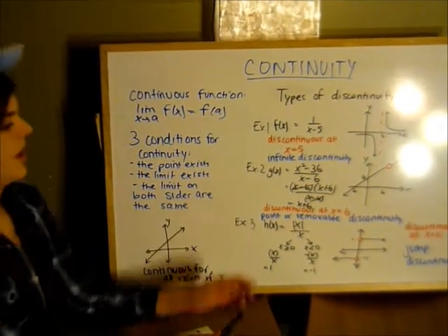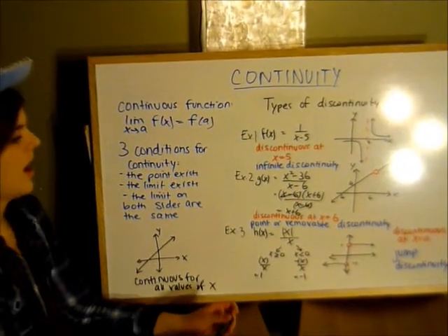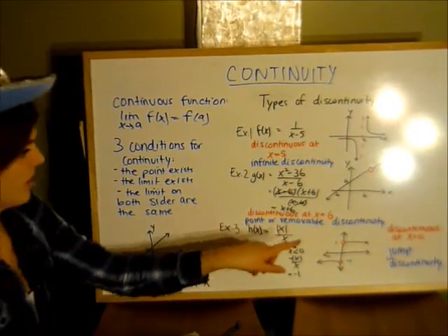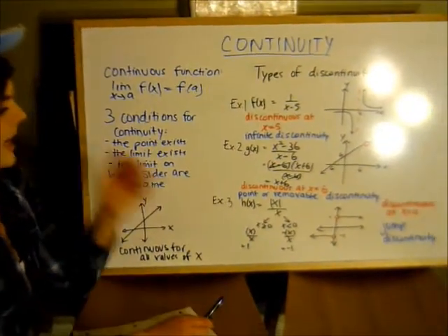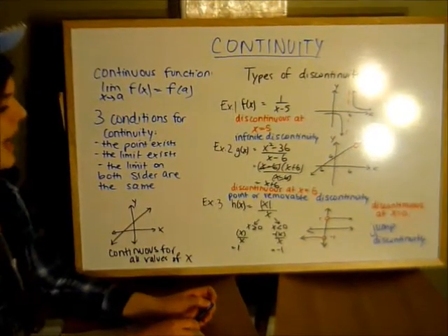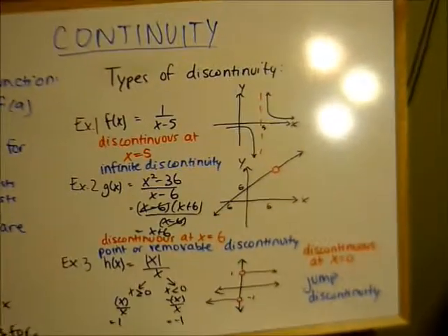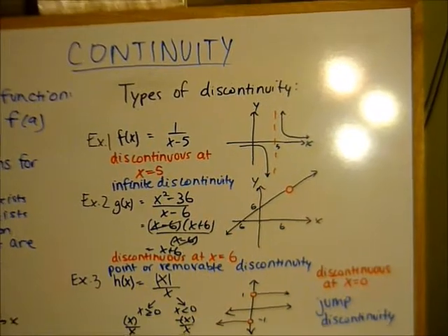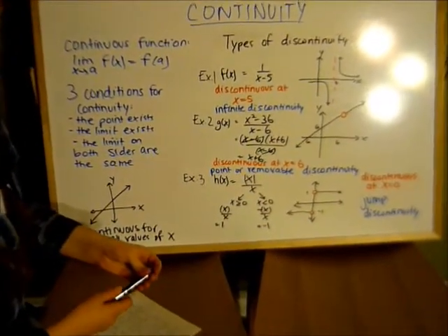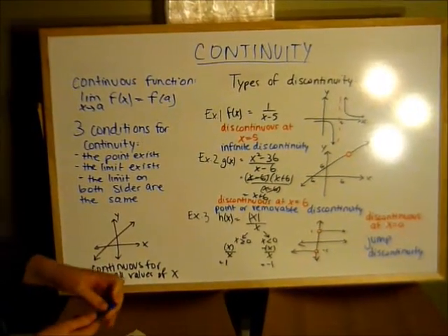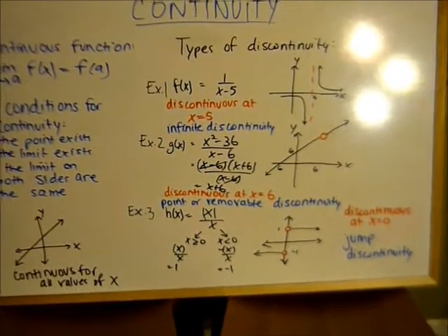In example 2, g(x) equals x squared minus 36 over x minus 6. When you simplify that, you can cross off x minus 6 from the denominator and the numerator, and you get x plus 6. However, when x equals 6, there's a hole because you can't divide a number by 0, because that's undefined. That's the hole at 6. Since it's only discontinuous at that specific point, it's referred to as a point or removable discontinuity.